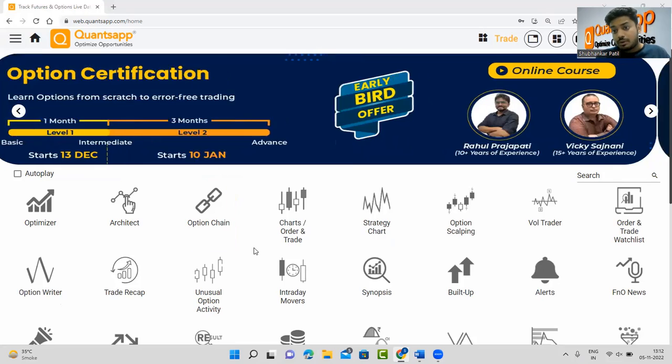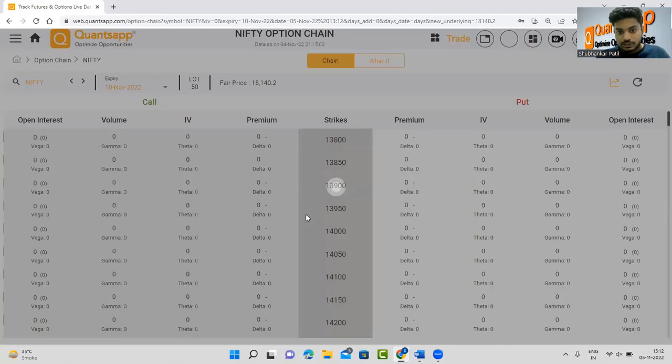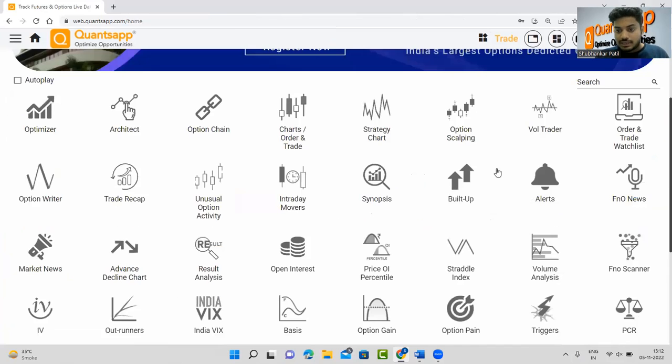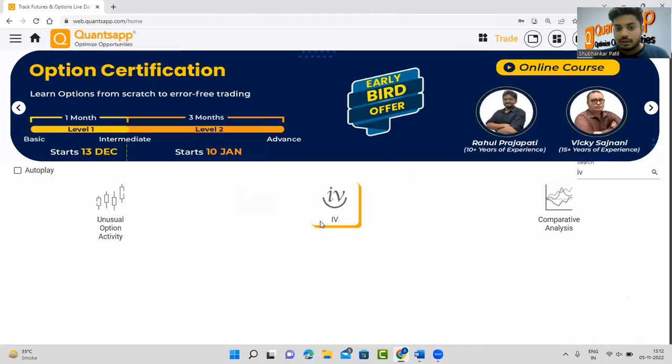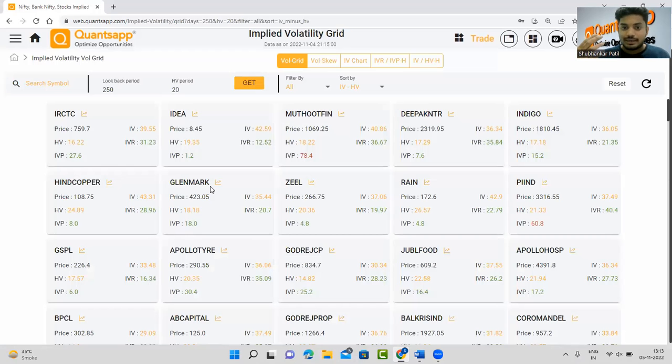Okay. So now the important question is where you get IV. You will get IV in the option chain over here. For all the options, you will get to see what the current IV is for that option. Also, you will get to see the average IV, which is the average of call and put, in the IV panel in Quantsapp. Over here you will get to see implied volatility and other implied volatility analytics like IVR and IVP, which we will discuss in a completely different video.